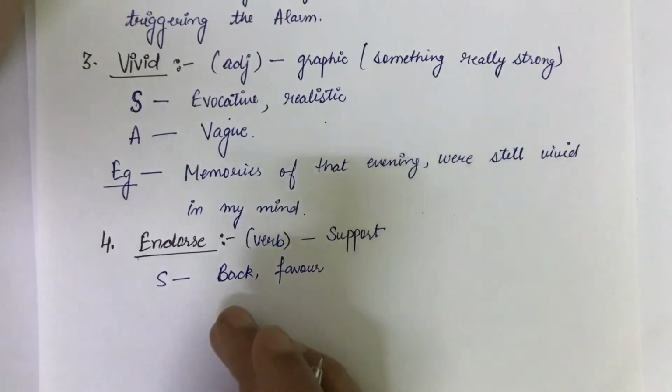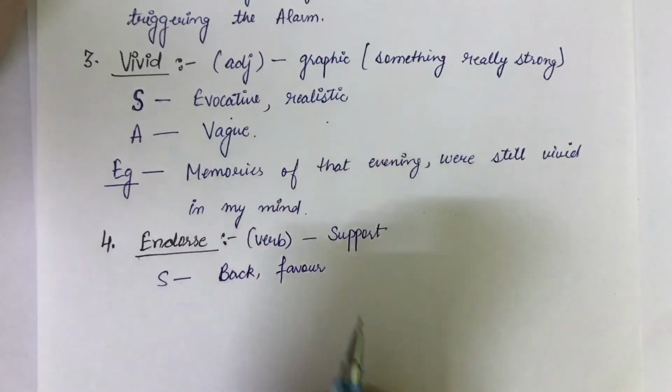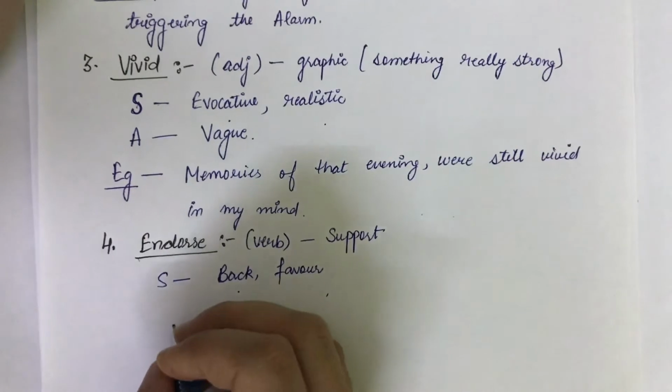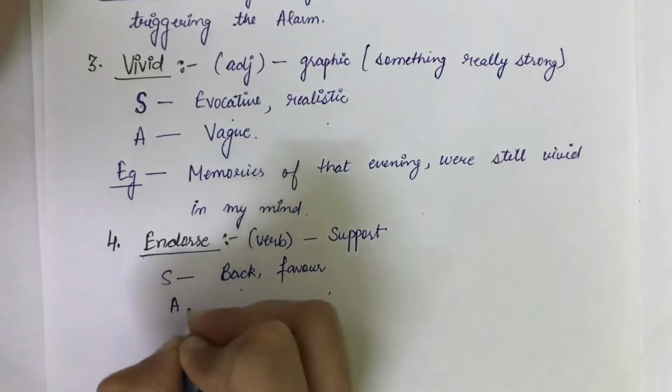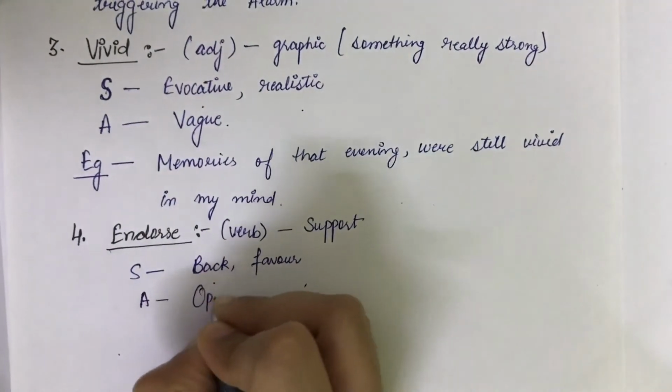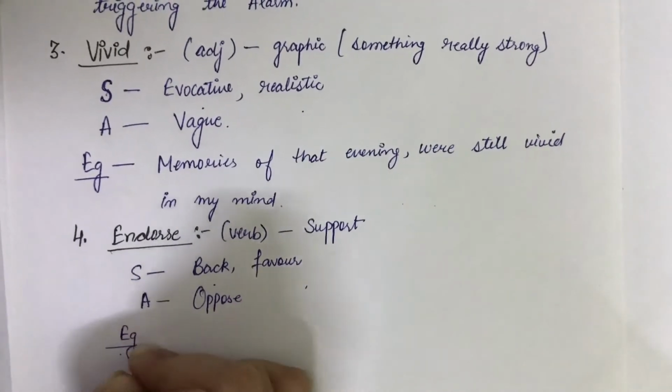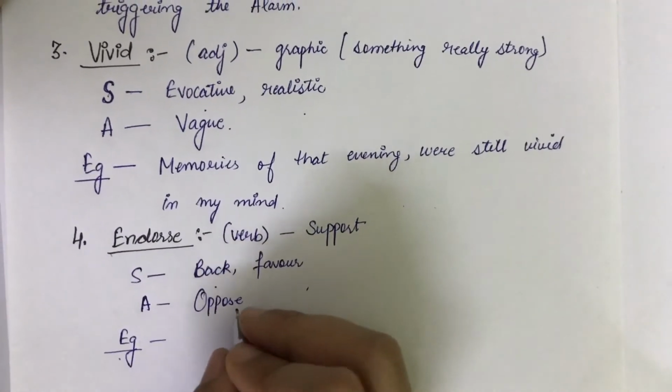And what are the synonyms that we can use for endorse? They are back and favor. Talking about the antonyms, oppose. Okay, so this is quite simple, and now we are moving towards example.